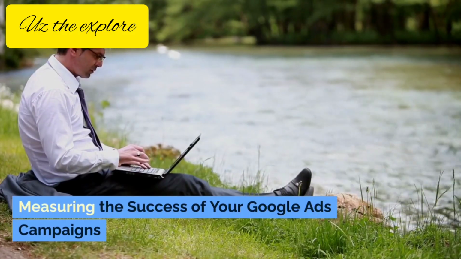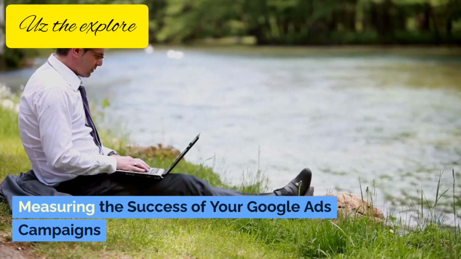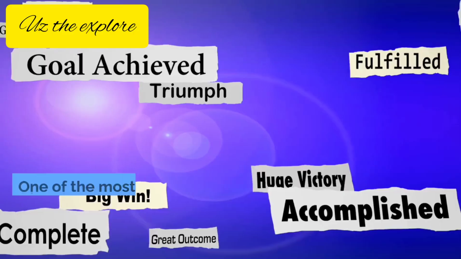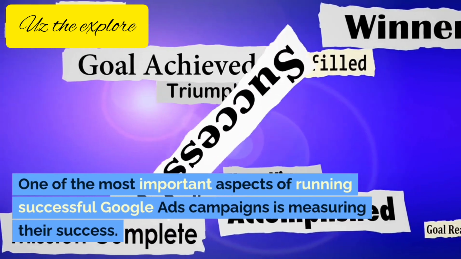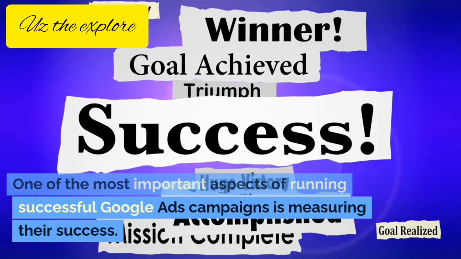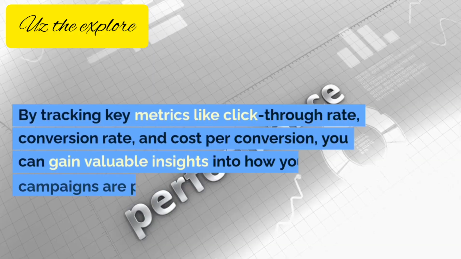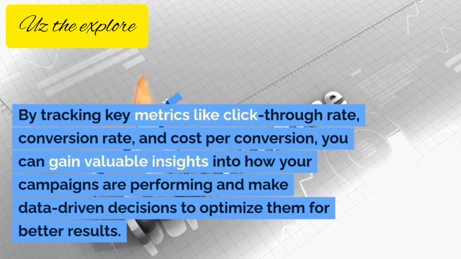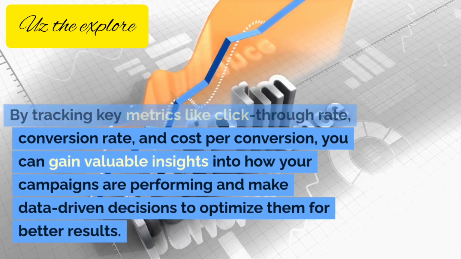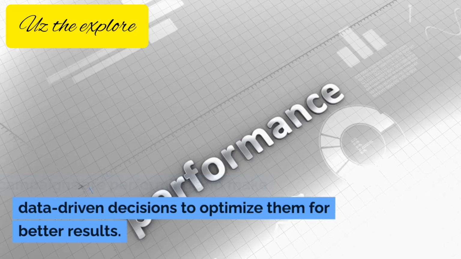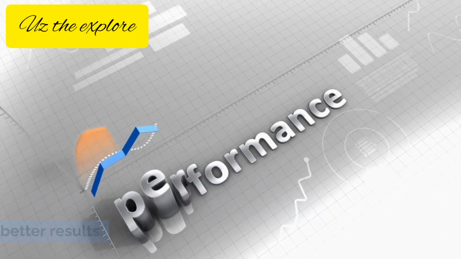Measuring the success of your Google Ads campaigns. One of the most important aspects of running successful Google Ads campaigns is measuring their success. By tracking key metrics like click-through rate, conversion rate, and cost per conversion, you can gain valuable insights into how your campaigns are performing and make data-driven decisions to optimize them for better results.